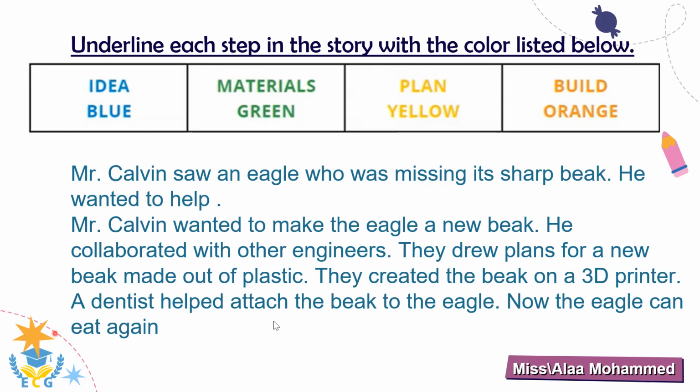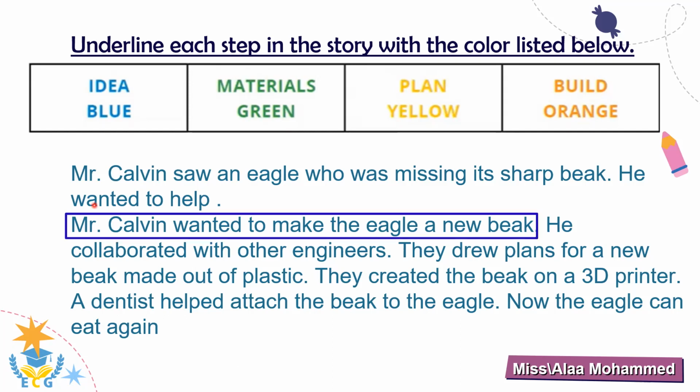Okay, so who found the idea? Ryan, what is the idea? Excellent. Mr. Calvin wanted to make an eagle a new beak. This is the idea. He thought and thought and thought, and the idea was to make the eagle a new beak. Excellent. What about the materials? Who found it?